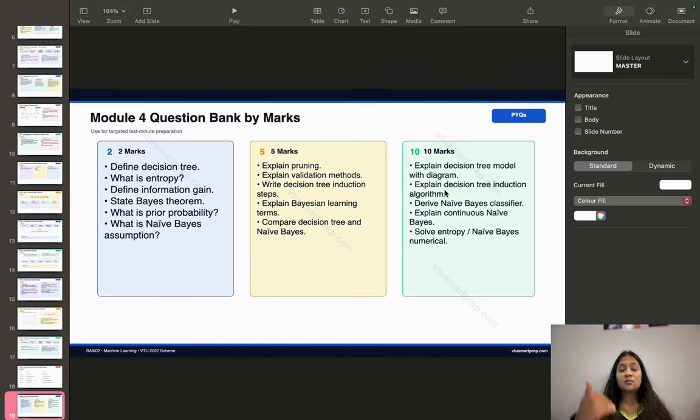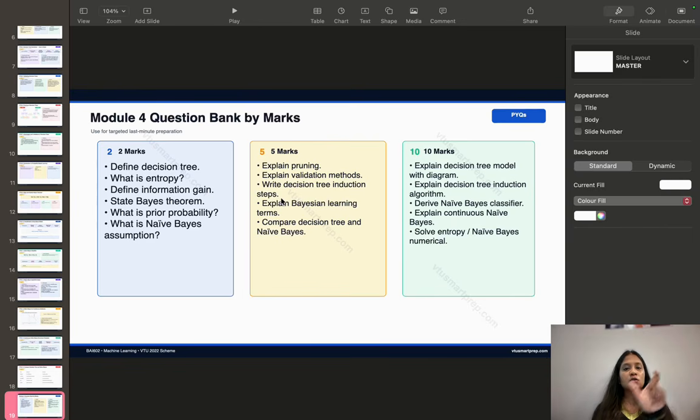But whatever in the previous slide I have mentioned, those concepts you keep on reading. Give most priority to these theory questions for 10 marks and 5 marks. These also you read, you should understand. Because if it is for 10 marks, they will say what is entropy, and then they will tell you explain the validation method, or they can also add a question like write decision tree induction step.